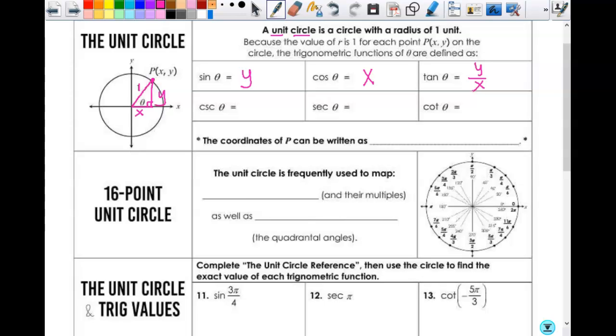Cosecant is the reciprocal of what? Sine, so this is 1 over y. Secant would be 1 over what? X. And then cotangent is x over y. And your ordered pairs can always be written as cosine theta, sine theta. Cosine is x, sine is y.